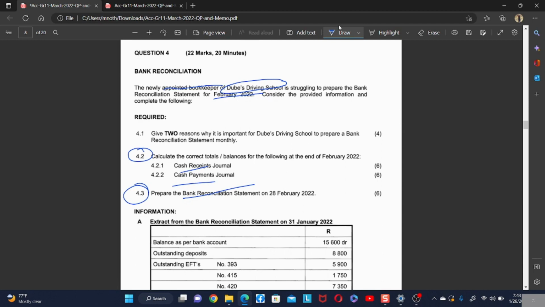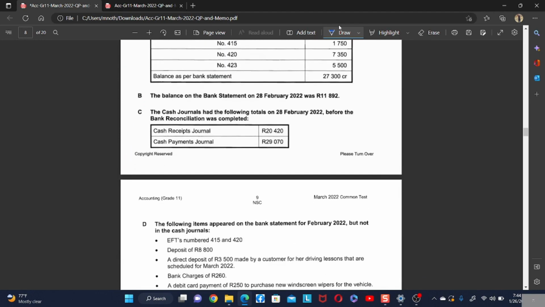And then here, we are told to give the reason why we are preparing the bank reconciliation. It may be that we want to check if there are any errors that we made or the bank made, or we just want to compare our bank account with the bank statement. But there are many reasons. So let's go to the information.